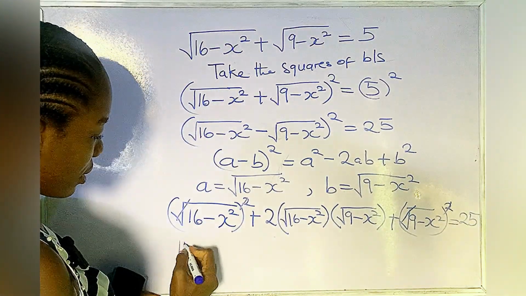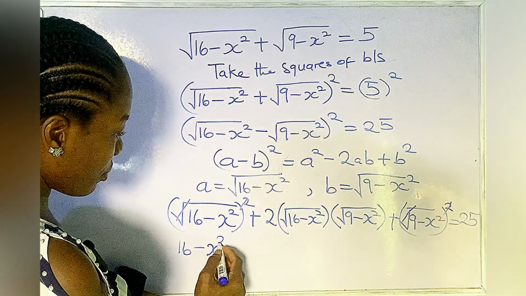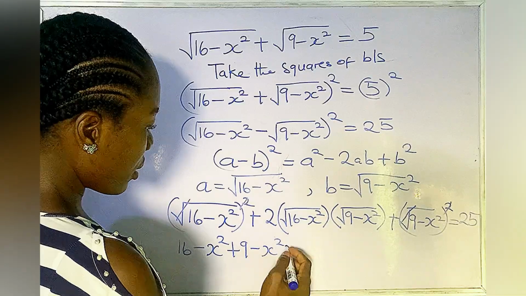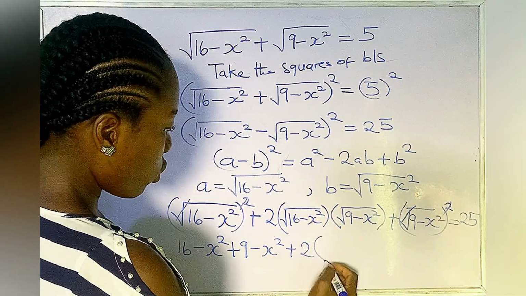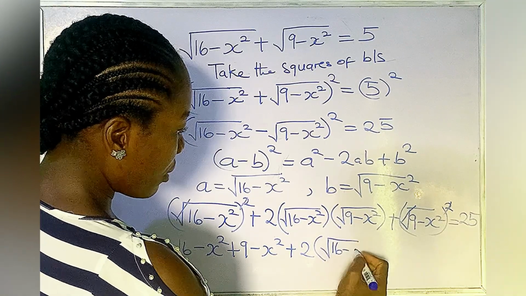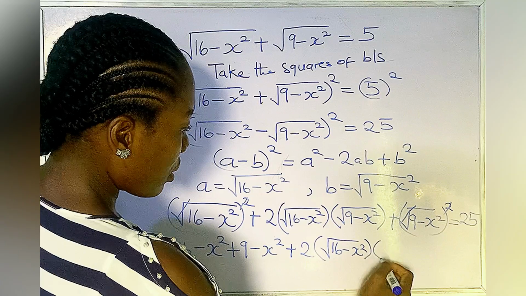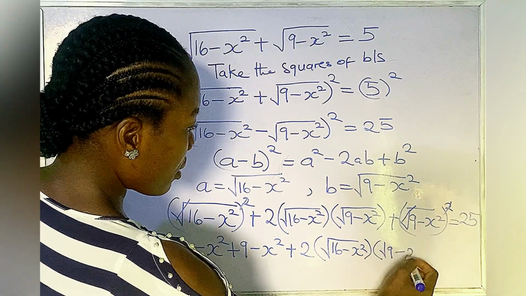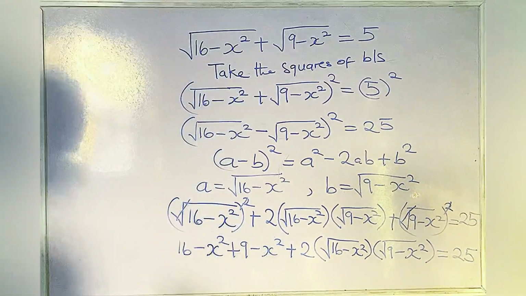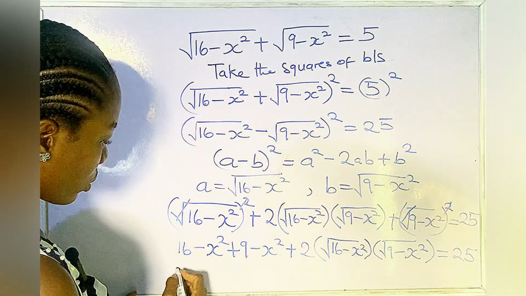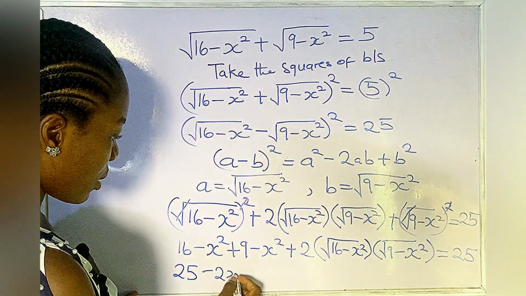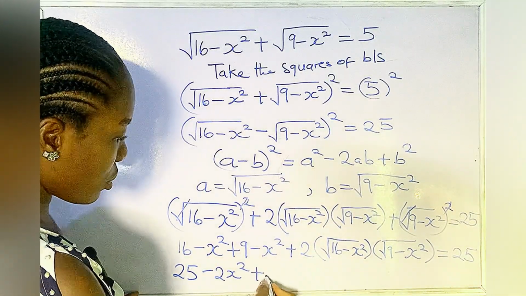So now we have 16 minus x squared plus 9 minus x squared plus 2 open bracket root of (16 minus x squared) and root of (9 minus x squared) is equal to 25. So 16 plus 9 will give us 25, minus x squared minus x squared gives minus 2x squared, plus 2.